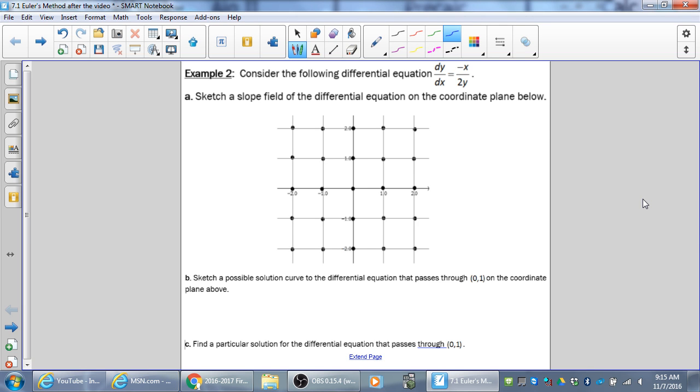Over 2y, sketch a slope field of the differential equation on the coordinate plane. For this particular equation, we can back up to the original equation. It is possible. So a slope field isn't absolutely necessary for this, but it is part of what's being asked of us to do. And I know that's not good English, but too bad.